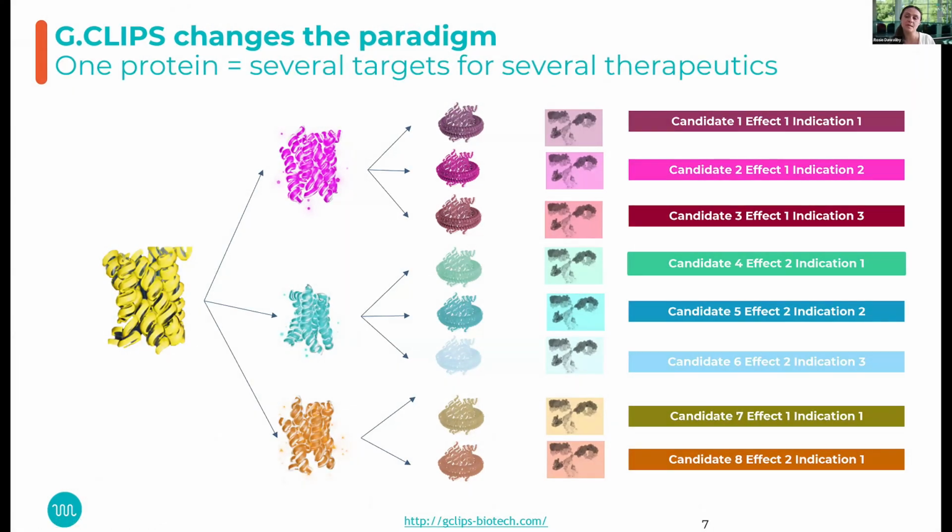So at G.CLIPS, we believe that one protein can be several different targets based on the conformation that it can adopt, but also on the environment in which this protein is. So basically, if you want to have a specific candidate for a specific indication and with a specific effect, you have to choose wisely your starting material and your antigen to have the conformation and environment that mimics as close as possible your target in the pathology of interest.